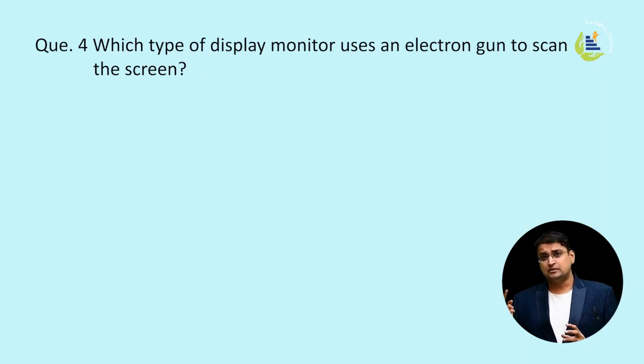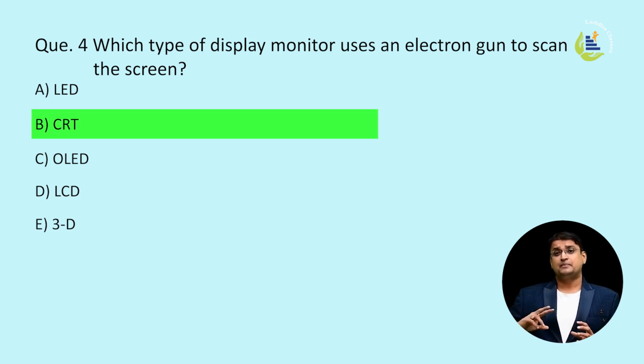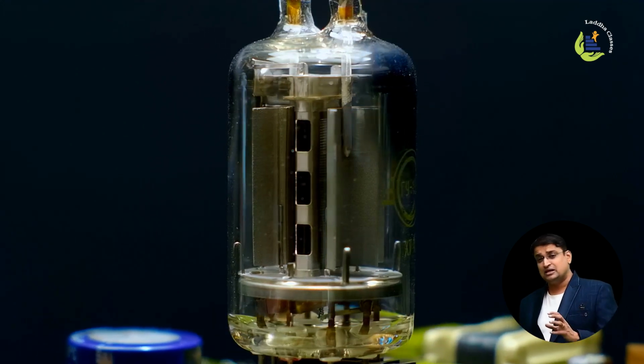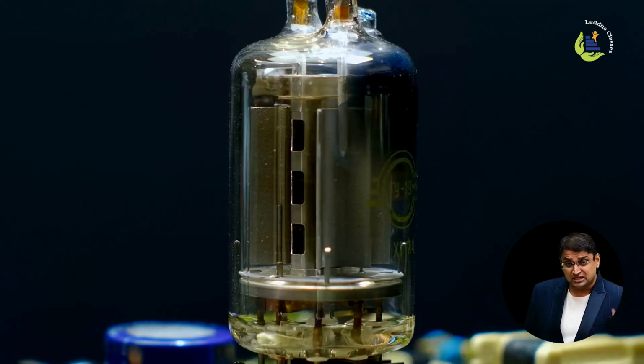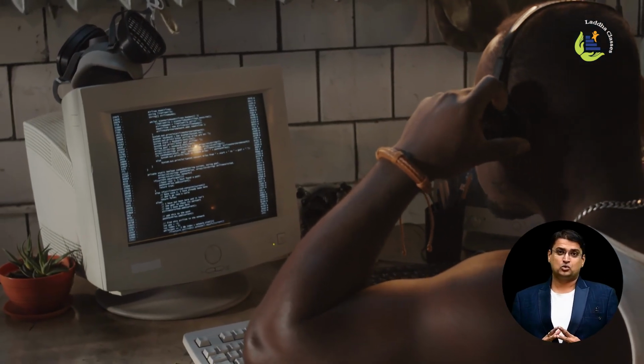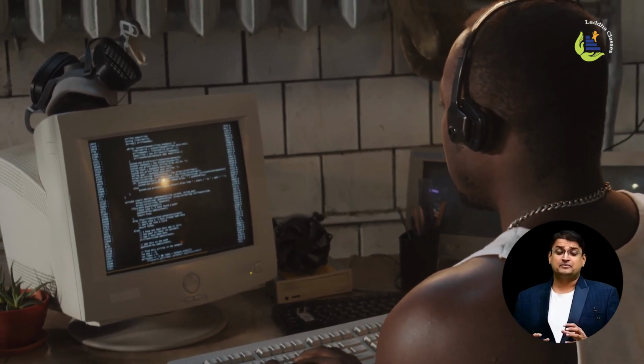Question 4. Which type of display monitor uses an electron gun to scan the screen? Options are LED, CRT, OLED, LCD, 3D. Correct answer option is B, CRT. Because CRT monitors use an electron gun to scan and illuminate phosphor dots on the screen. LED, OLED, LCD, and 3D monitors use different technologies.